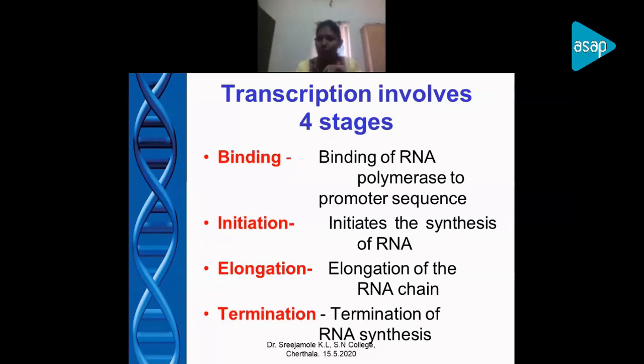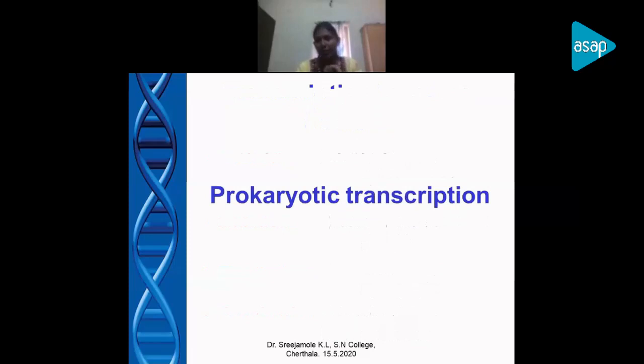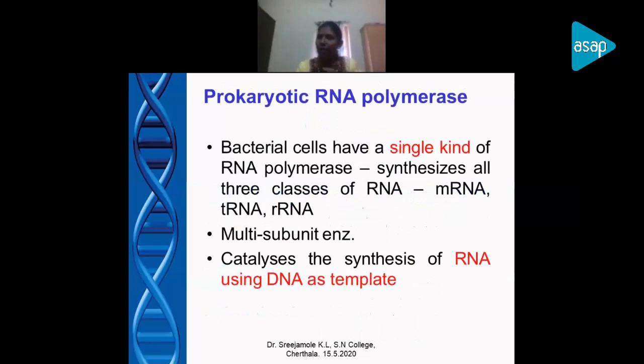And coming to prokaryotic transcription, we move on to the prokaryotic first. In prokaryotes, a single RNA polymerase is present for synthesizing all 3 RNAs, that is mRNA, tRNA, and rRNA. This enzyme, the prokaryotic RNA polymerase, is a multi-subunit enzyme, and it catalyzes the synthesis of RNA from the template DNA. So this is the RNA polymerase in E.